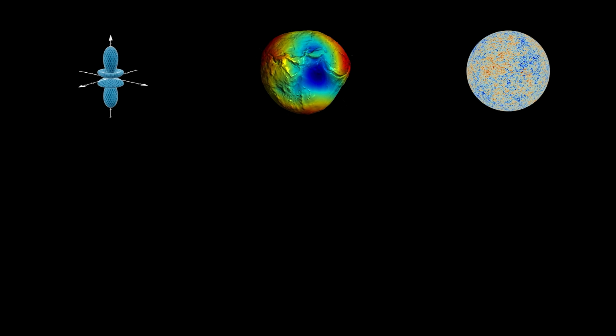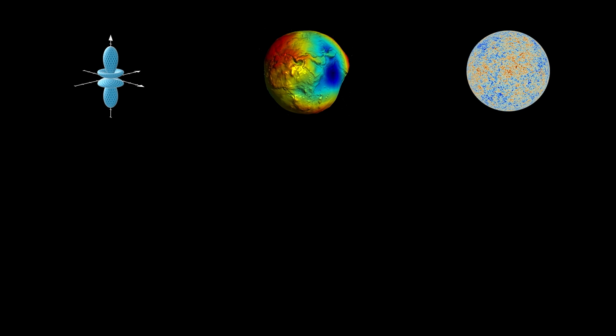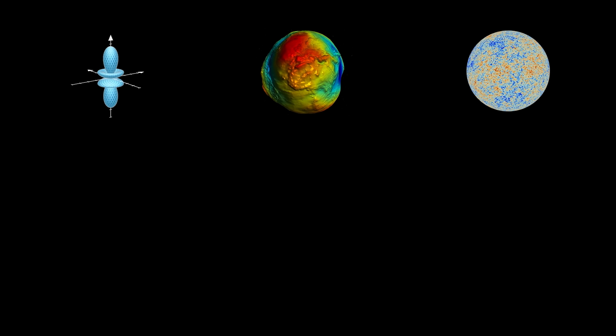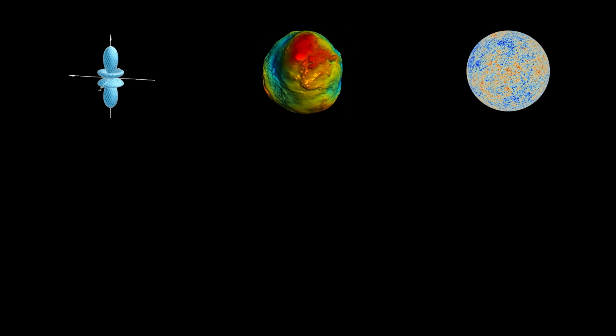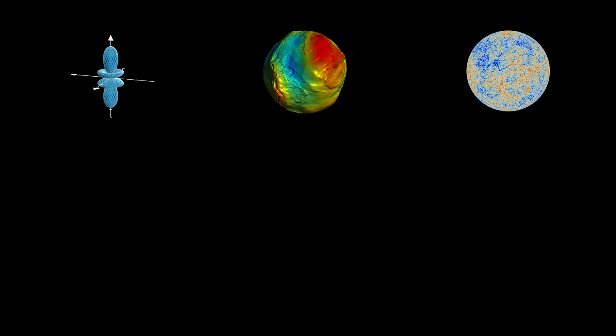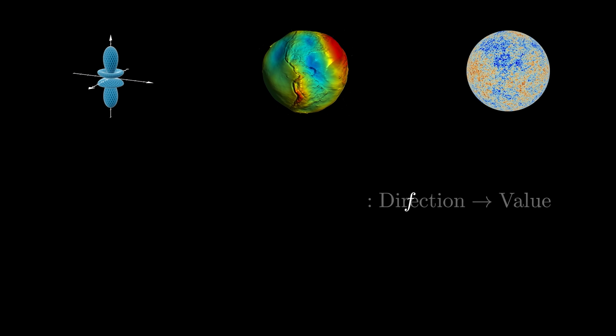But before diving into equations, let's take a moment to understand what we're actually dealing with. What could a common description of our three examples here look like? If we look at the two examples on the right, they basically look like functions defined on a sphere. And since the size of the sphere is arbitrary, we basically have a function f that assigns a value to each direction.